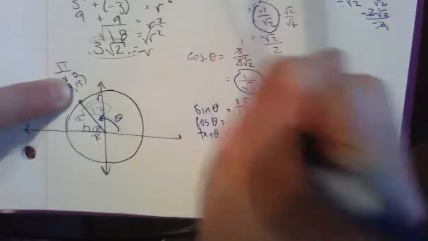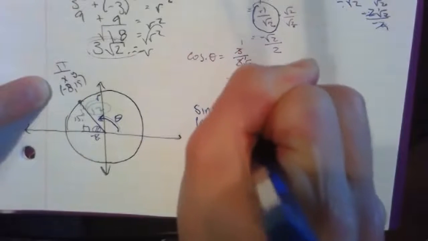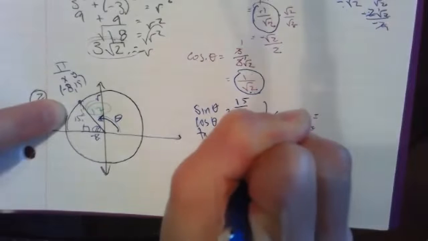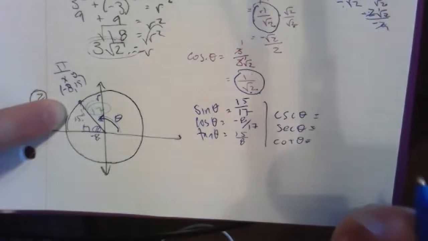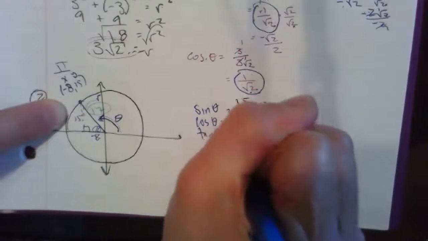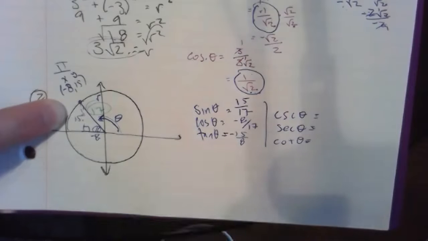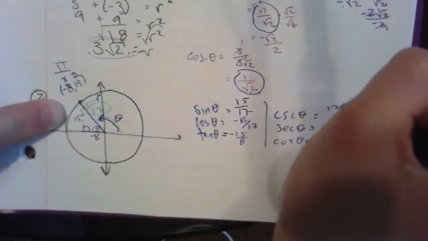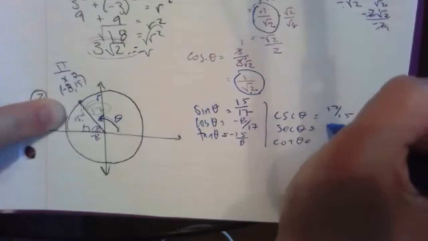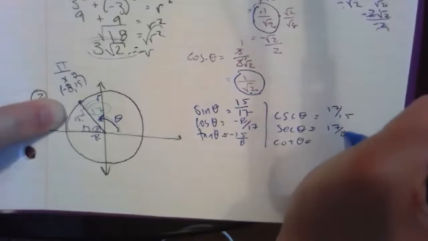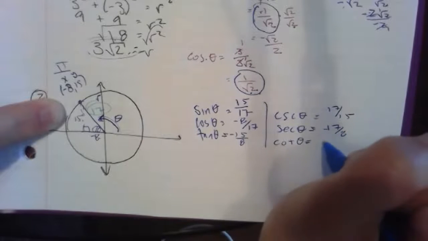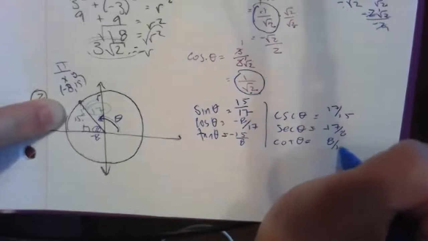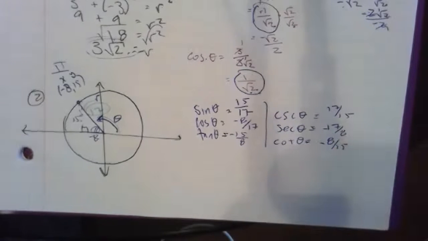Sine is y over r. Cosine, x over r. Tangent, y over x. Now, wait a second. You're not writing the negative in the denominator. You're putting it up top or out front. So negative 15 over 8. Let's take some reciprocals. 17 over 15. 17 over negative 8. Nope. Negative 17 over positive 8. And again, we're not writing the negative in the denominator. We're writing it on top or out front.